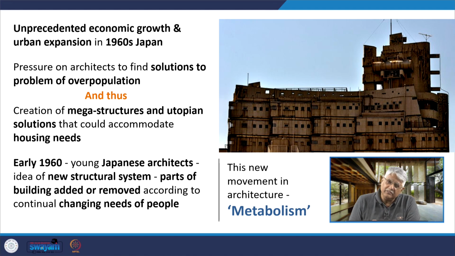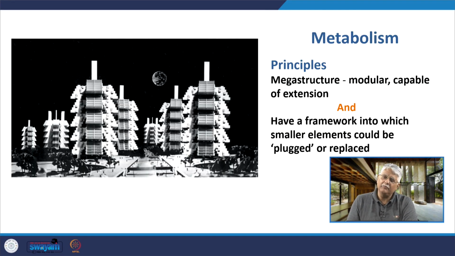In early 1960, young Japanese architects thought of a new structural system, in which the parts of the building could be added or removed as per the changing needs of the people. This new movement, the entire new concept that the architects were thinking, came to be called metabolism. The principles are that there are to be megastructures which are modular and capable of expansion and have a framework into which smaller elements can be plugged or replaced.